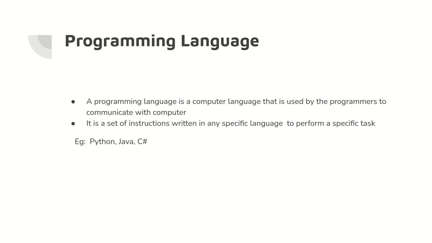Or in other words, it is a set of instructions written in a specific language to perform a specific task. There are different types of programming languages available, like low level language, medium level language and high level language. Here we are concentrating on high level languages, and in that, on Python. Python comes under high level programming languages, and other examples are Java and C#.